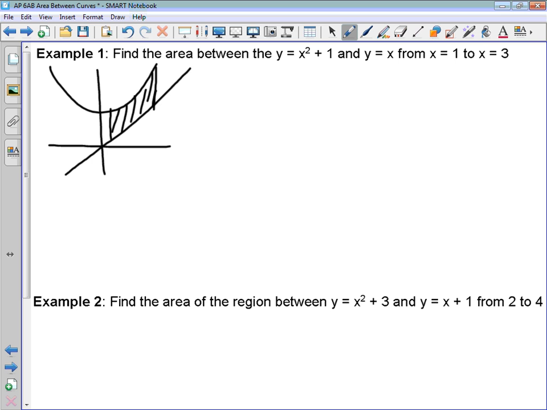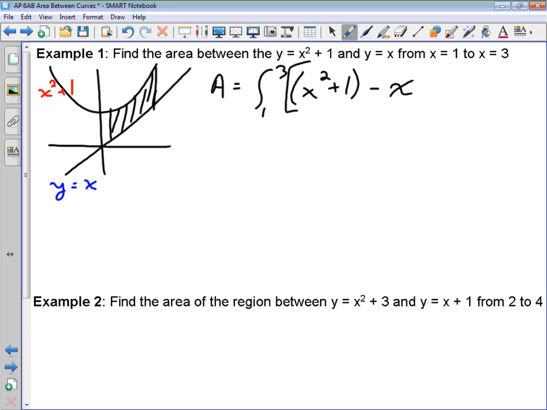So in this example, we have one function, y equals x squared plus 1, that is always greater than our other function, y equals x. So x squared plus 1 is up here, and down here is y equals x. So again, we're just going to do this integral. Integral from 1 to 3 of our upper function, x squared plus 1, minus our lower function, which is just x. Put this in some square brackets here, and integrate over dx. Now to make this integral a little easier, we'll just rewrite it a little bit here. We can combine these terms together: x squared minus x plus 1 dx.